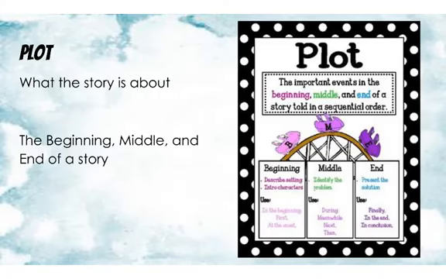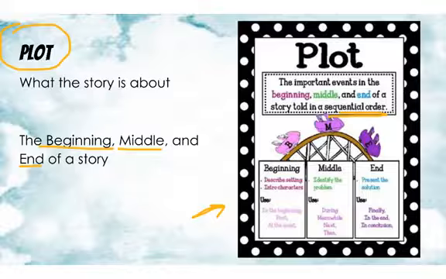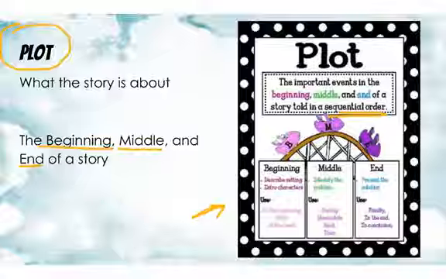Our third important literary element is called plot. And that just means what the story is about. So the plot tells us the beginning, the middle, and the end of a story. If you look over here at this poster, it says the important events in the beginning, middle, and end of a story told in sequential order. That's a big word. And we'll go into that in a little more detail later, but all it means is that we tell a story in the order of events that it happens.